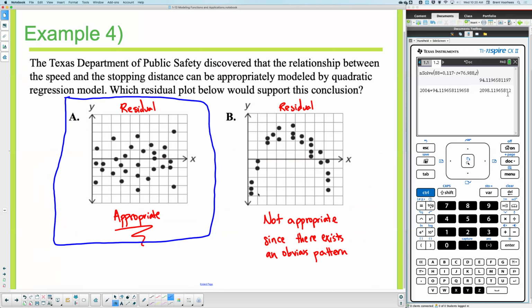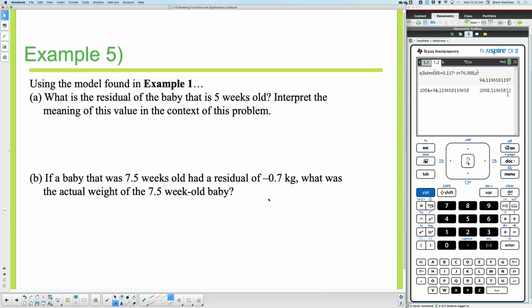Over here, I'm not predicting well. I have a pattern here. All of these, I'm predicting too high. Over here, I'm always predicting too low. Over here, I'm always predicting too high. There's a pattern to it, so it's not appropriate. That's what I meant to say. It's not appropriate because there's always a pattern to how I'm missing. So now let's go back to example 1.